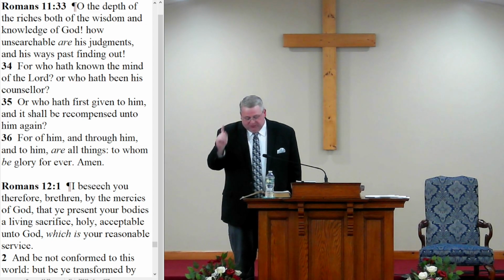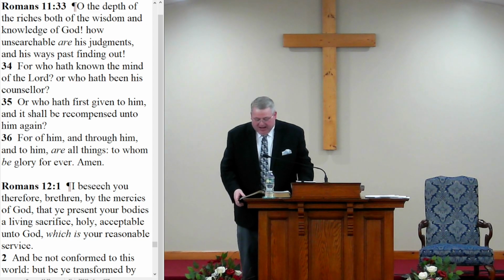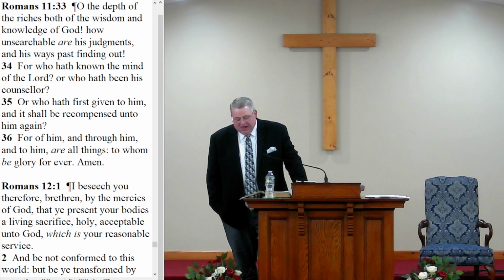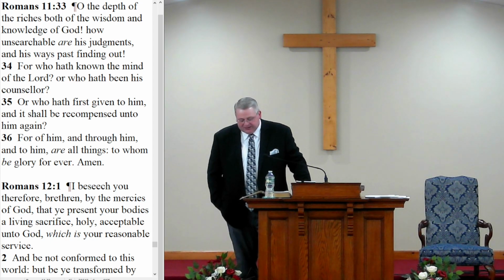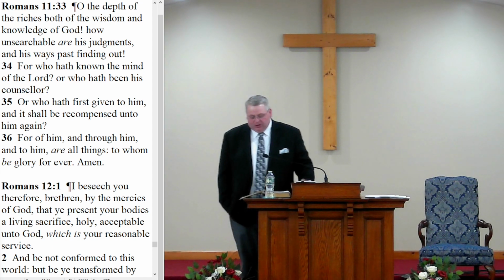Oh, the depth of the riches, both of the wisdom and knowledge of God. How unsearchable are his judgments and his ways past finding out. For who hath known the mind of the Lord, or who hath been his counselor, or who hath first given to him, and it shall be recompensed unto him again. For of him and through him and to him are all things, to whom be glory forever. Amen.